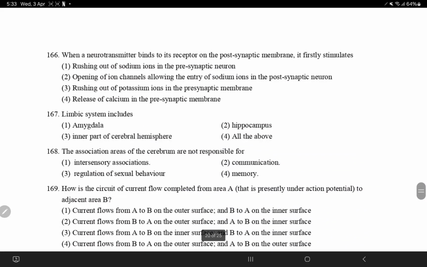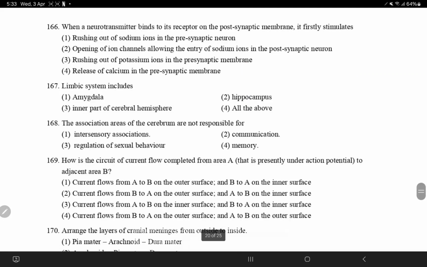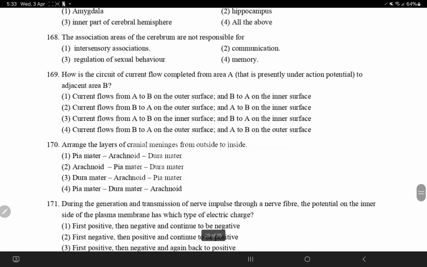When the neurotransmitter binds to its receptor on the postsynaptic membrane, it firstly stimulates opening of ion channels, allowing sodium into the postsynaptic neuron. Means action potential will be started. Limbic system includes amygdala, hippocampus, internal part of cerebral hemispheres, all the above. The association area of the cerebrum is not responsible for regulation of sexual behavior. Option 3.